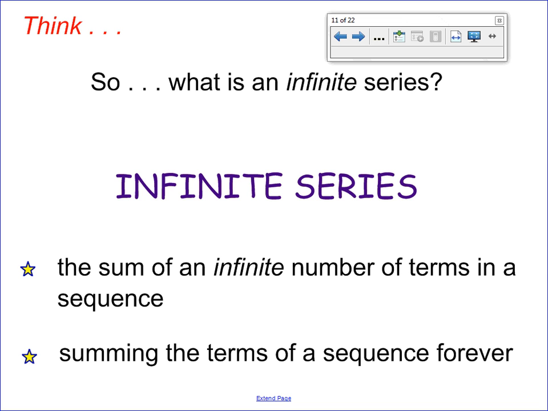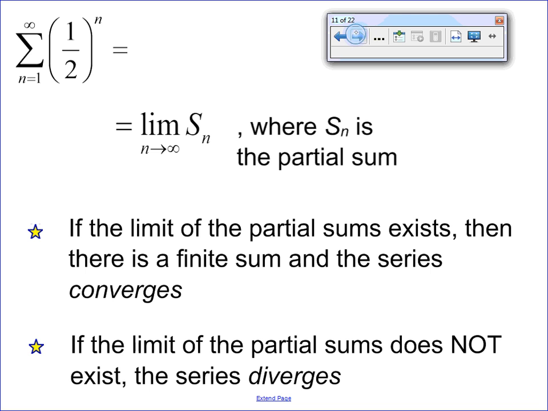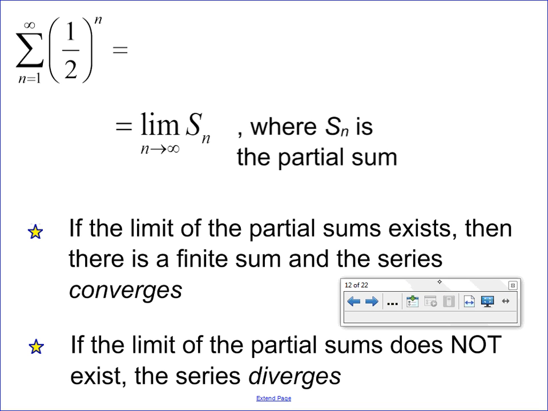An infinite series is the sum of an infinite number of terms, not just the first 5. If we were to continue going on forever, summing the terms of a sequence, and if we could write a generalized rule for that infinite sum, and evaluate the limit as n goes to infinity of my generalized formula S sub n, then I would be able to tell whether or not the series converges. If the sequence of partial sums converges to a value, then the infinite series converges. If the limit of the partial sums does not exist or is infinite, then the series diverges.